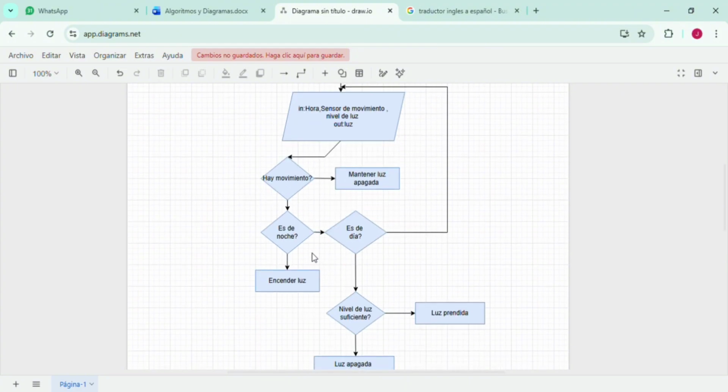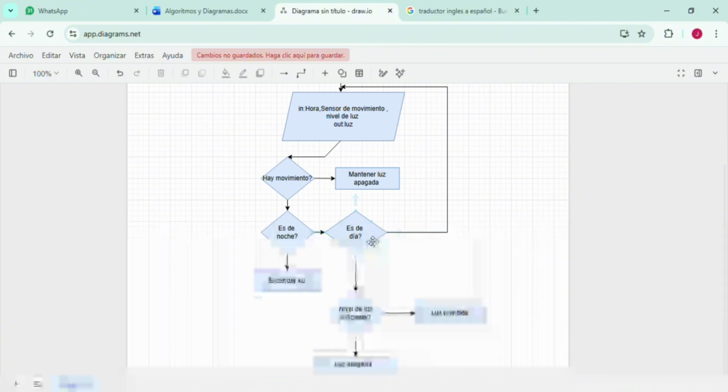If the answer is no, it asks again if there is movement. If the answer is yes, it asks if the light's level is sufficient. If not, the light turns on, but if the answer is yes, the light stays off.